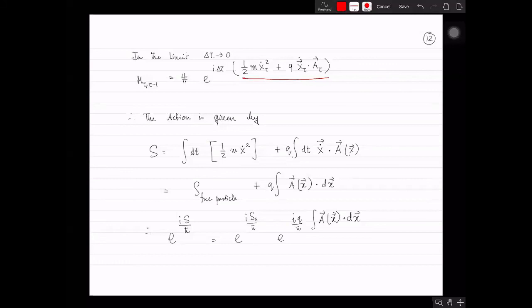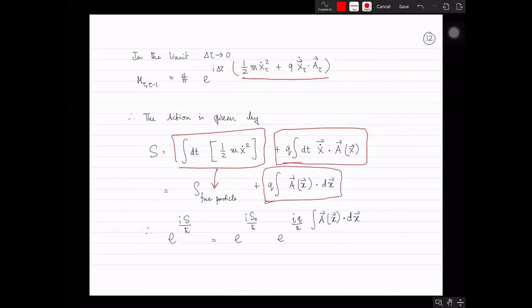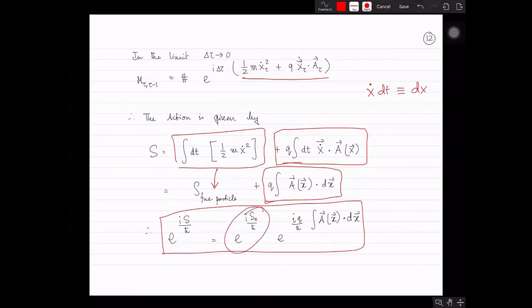Okay. So then from the earlier discussion, what we have is an action which is given by two pieces. The first piece, which is the free particle, and then there is this piece, which is charge into x dot into A into dt. But you see that I can convert the integral over dt into an integral over dx, because x dot into dt is dx. Okay. So the phase is this. So this was nothing but the free particle contribution, and we have an extra contribution here.